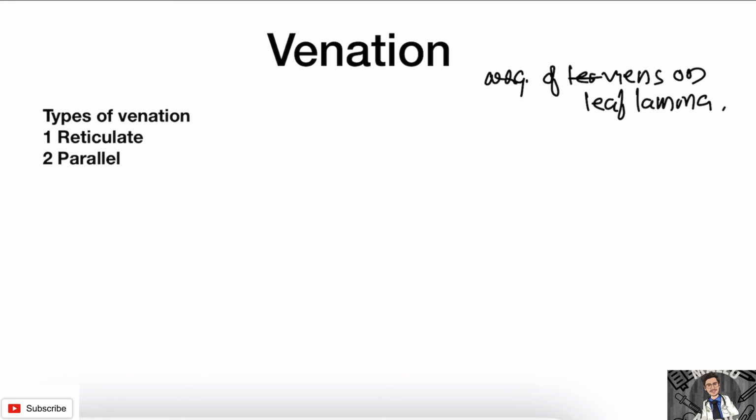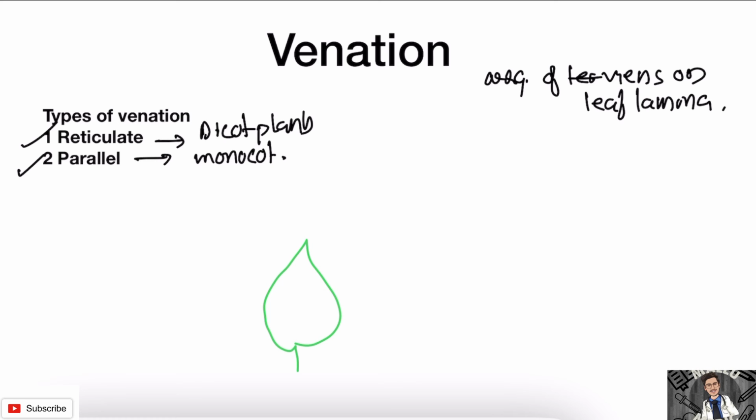All right, so we have two types of venation. Reticulate venation is seen in dicot plants, and parallel venation is seen in monocot plants. So what do you understand by reticulate venation? I'll help you with a diagram. I have drawn a leaf over here. Here you have the midrib, and the midrib extends out, giving several branches. This happens in dicot plants, so we call it reticulate venation.